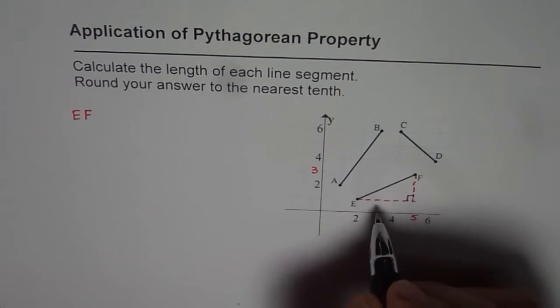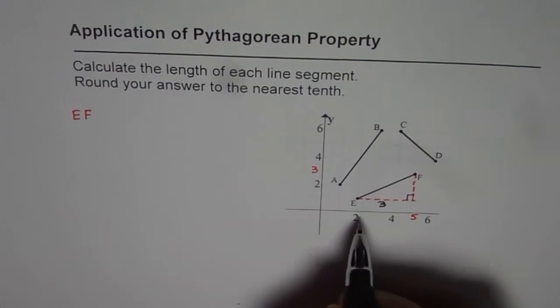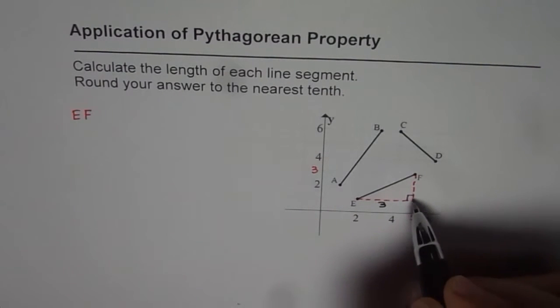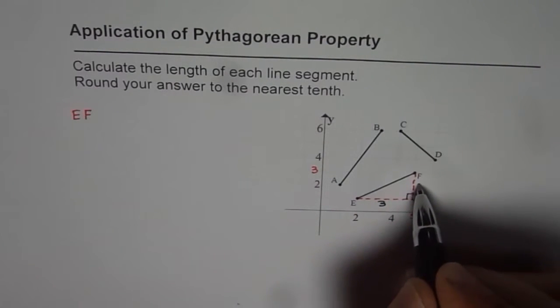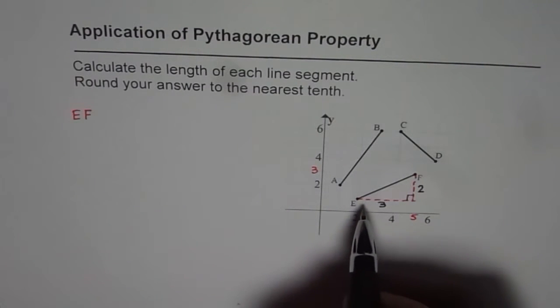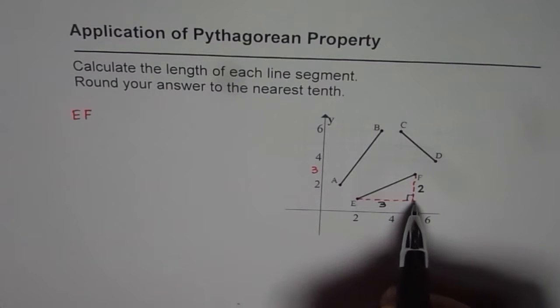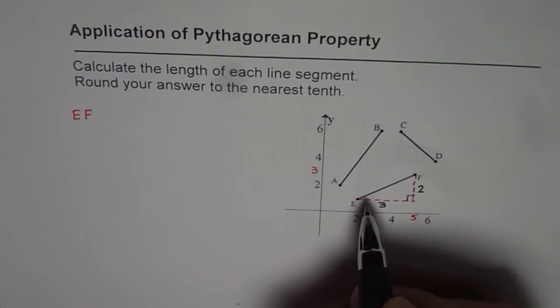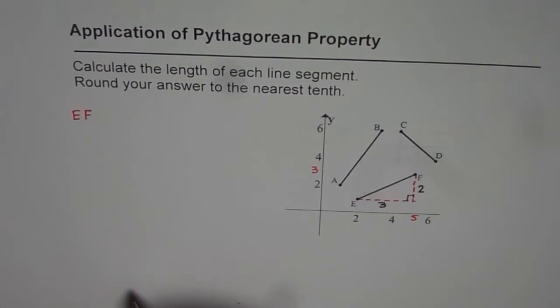That is 3 units. Right? So this is 3 units from 2 to 5. And the height is 1 and 1, 2. Height is 2. Correct? Now this is a right triangle with base of 3 units and height of 2 units. So therefore EF should be equal to how much?